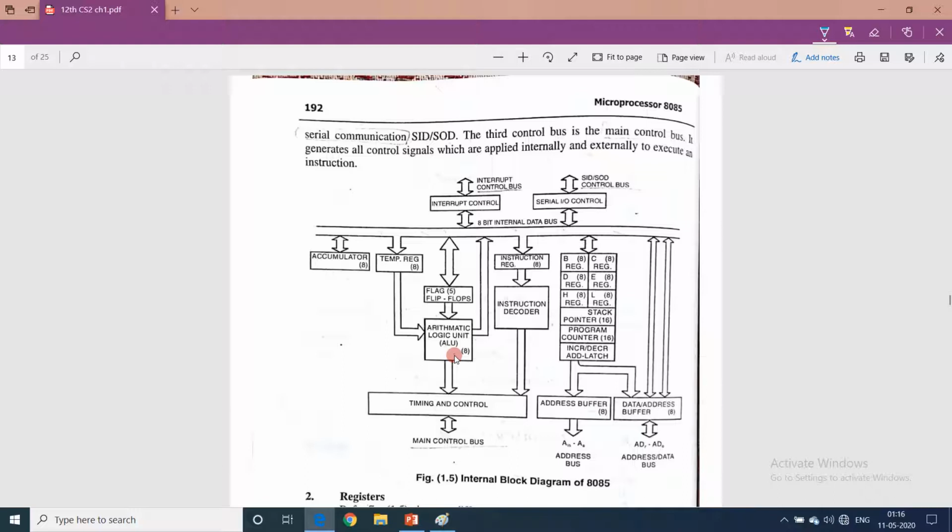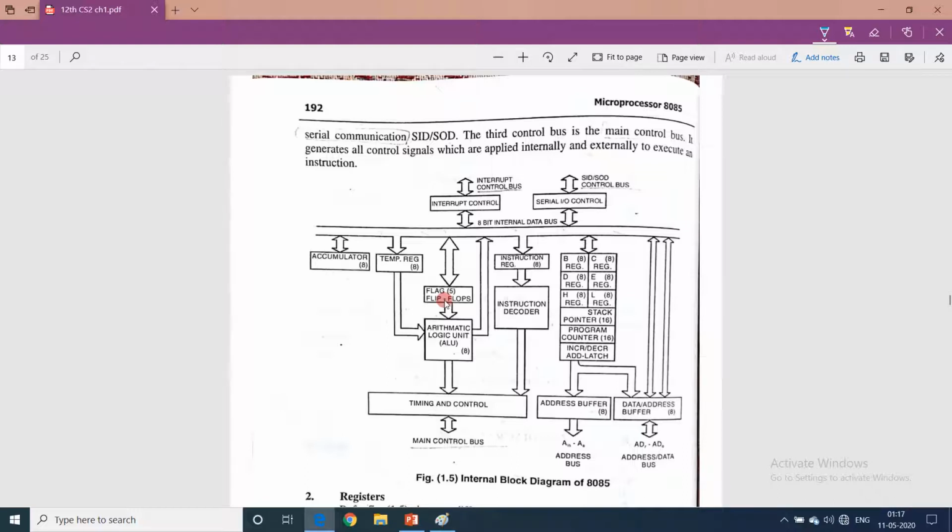So we do have an idea of almost all of the blocks present in 8085. ALU, arithmetic logic unit, is used to perform arithmetic and logical operations like addition, multiplication or AND operations. The flag register is used, depending on the output of the ALU, the flag register is set or reset. Set means 1 and reset means 0.